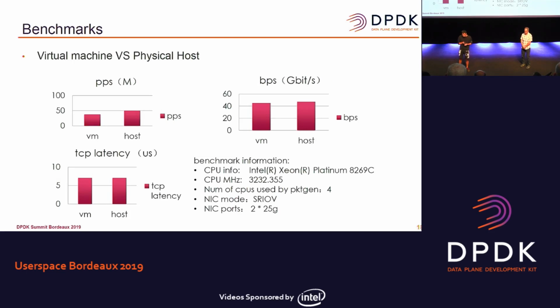Then we also do some comparison between the virtual machine and the physical host. I think our customers will be very interested in this comparison, because there is always a belief that cloud network performance is weaker than the on-premise native server. So things have changed today. After using SR-IOV and hardware acceleration, the virtual machine network performance is very close to the physical host. We can get the same performance.